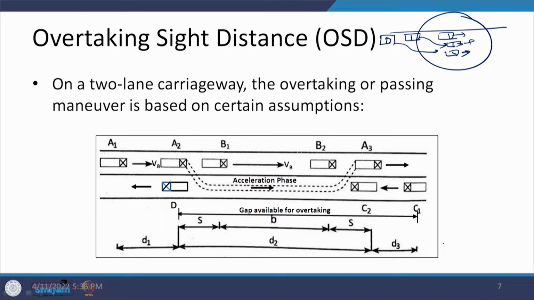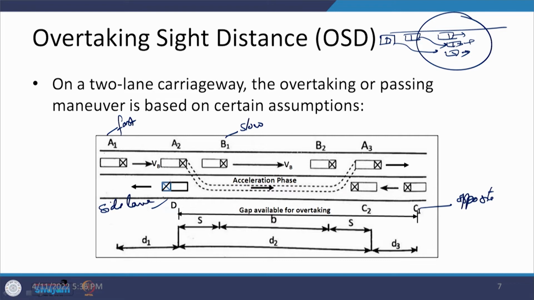So, in this case what you can see is that there is a vehicle B which is a slow moving vehicle, there is a vehicle A which is a fast moving vehicle, and there is a vehicle C which is from the opposite direction. There is also a location of a vehicle D. Now, this location of a vehicle D is again in the opposite side lane.